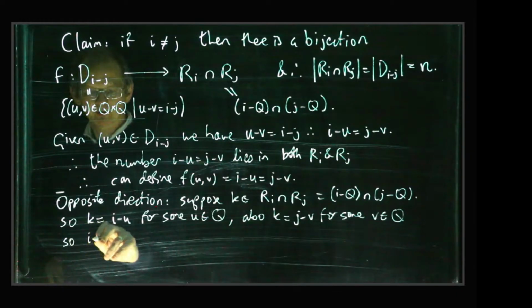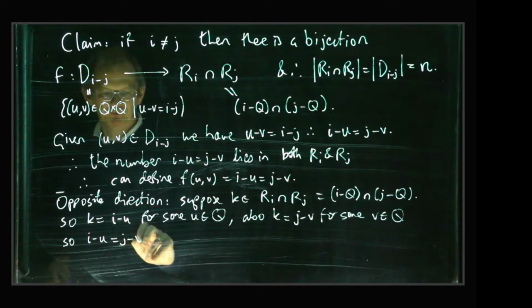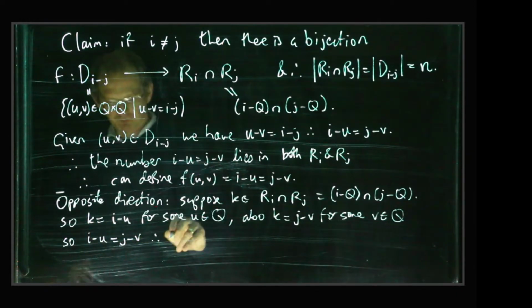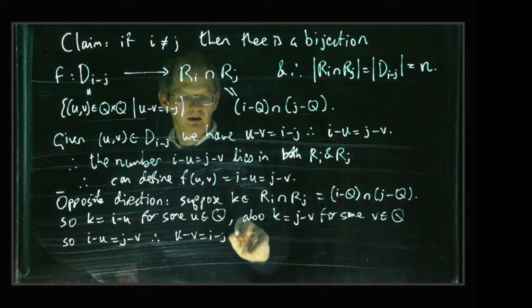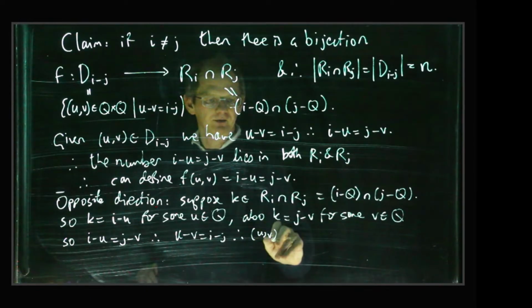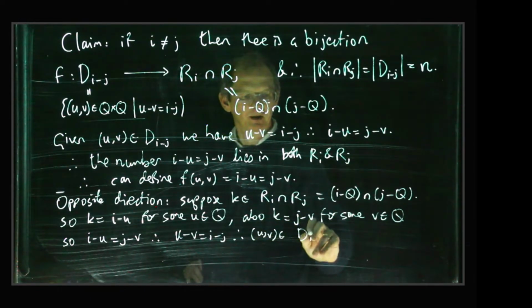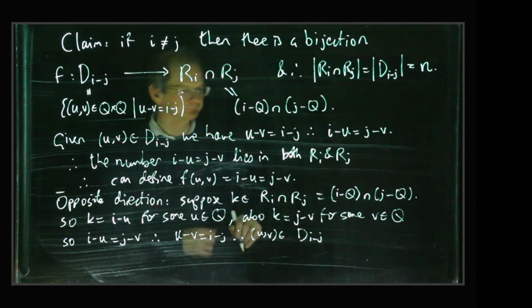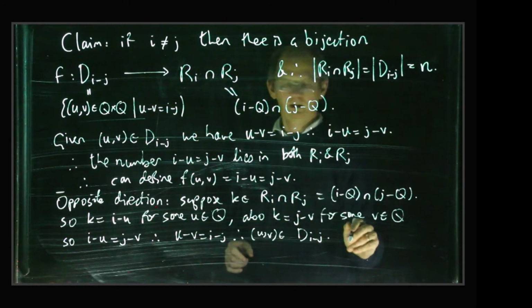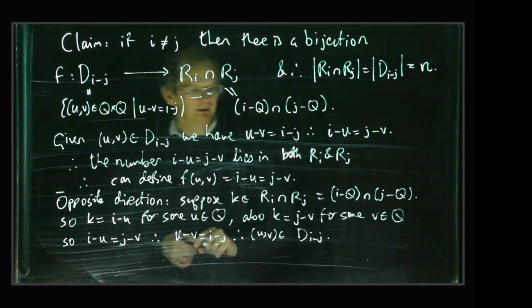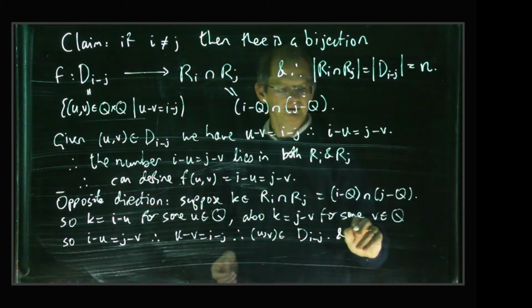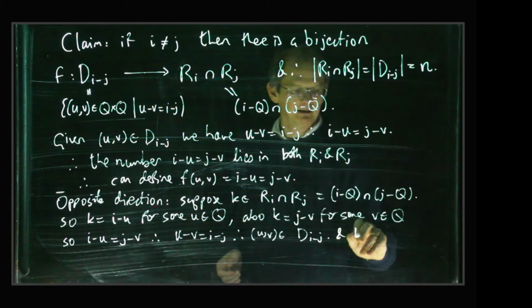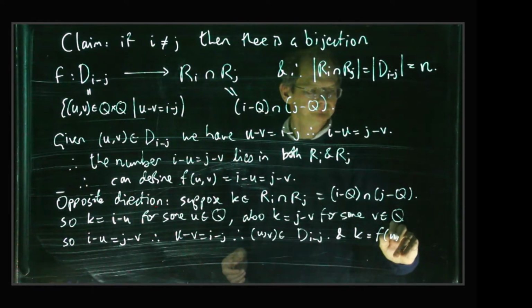So now we see that i - u is equal to j - v, and then we can just rearrange this as u - v is i - j. Therefore, the pair (u, v) lies in D_{i-j}, and this k is equal to f of (u, v).